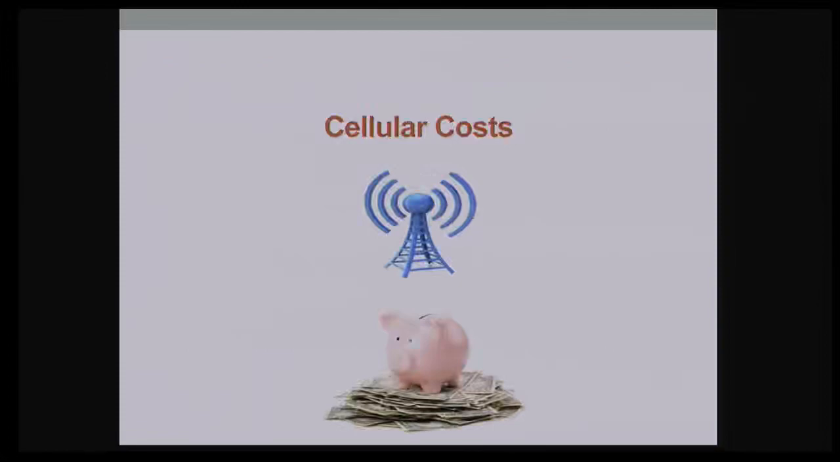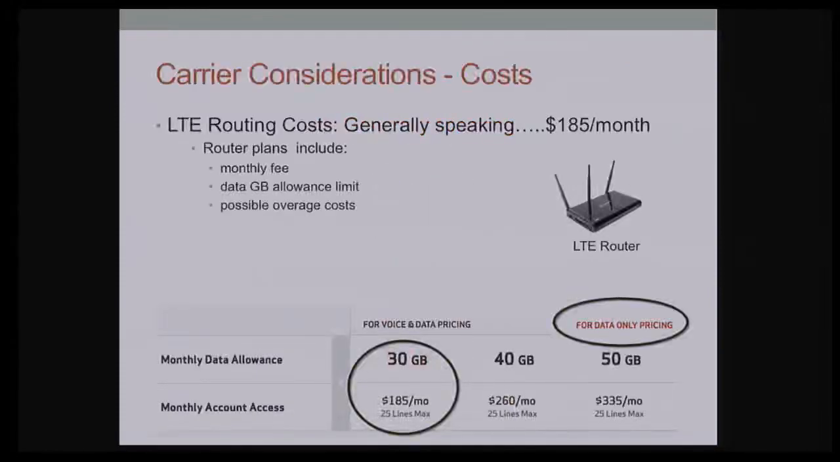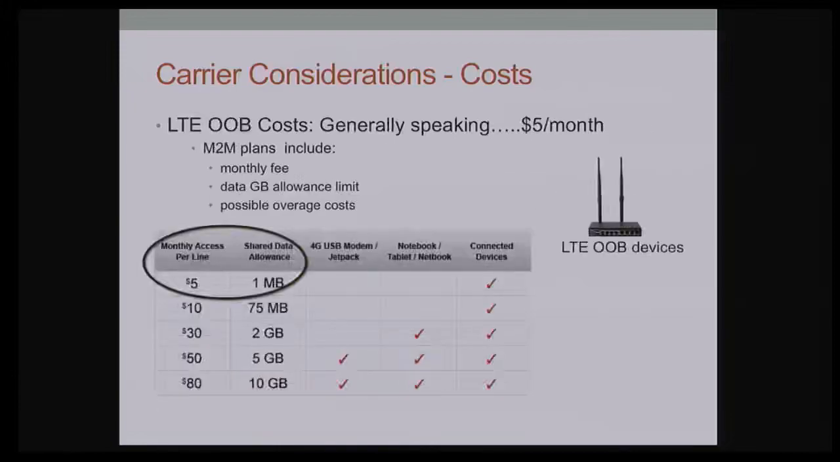So what are the costs of these different plans? If I'm looking at a cellular routing option for a remote location, and I go to Verizon or AT&T and say I want to set up a routing account, it's going to start at 30 gigabits and it's going to cost me $185 a month. If it's an out-of-band arrangement, then it's going to be an M2M plan, and it's $5 a month, and it's 1 meg as my entry point.